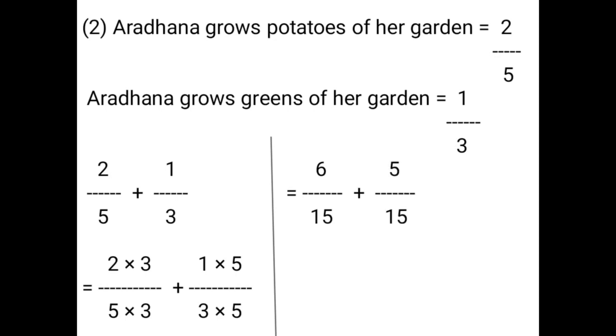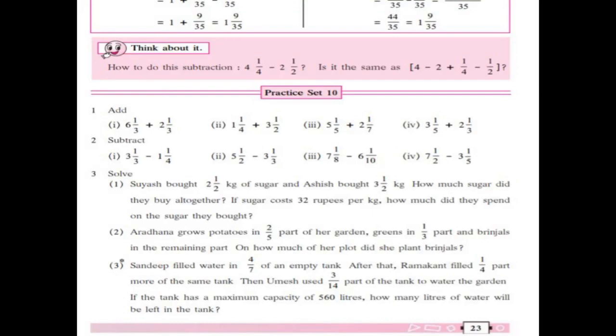That is equal to 6 plus 5. Denominator 15 is equal on both the fractions. So denominator 15 you have to write only one time upon 15. Add only on numerator. 6 plus 5 is 11 upon 15.